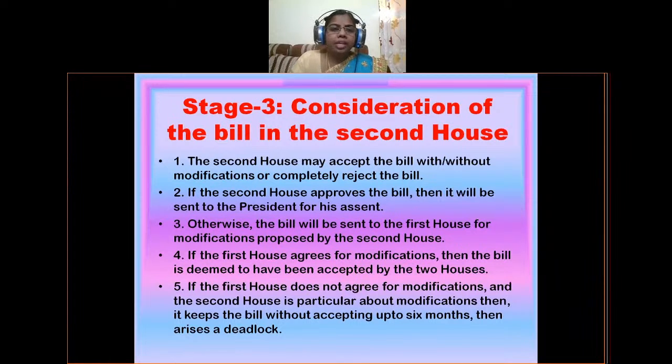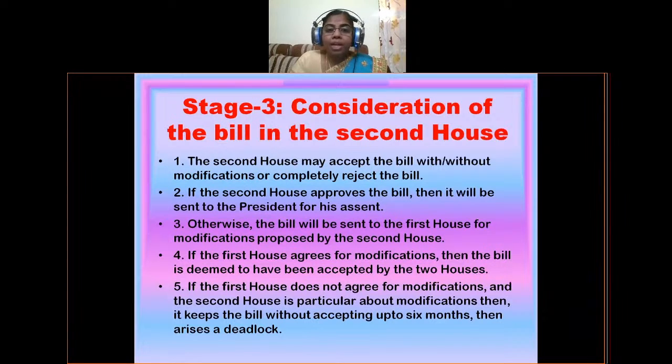Next, if the second House approves the bill, then it will be sent to the President for his assent. If the second House does not refer it for modifications or reject the bill, then it will be approved by the second House. So without any obstacle, the bill is approved in the second House also. Then the next stage is sending that bill to the President for his assent or signature.